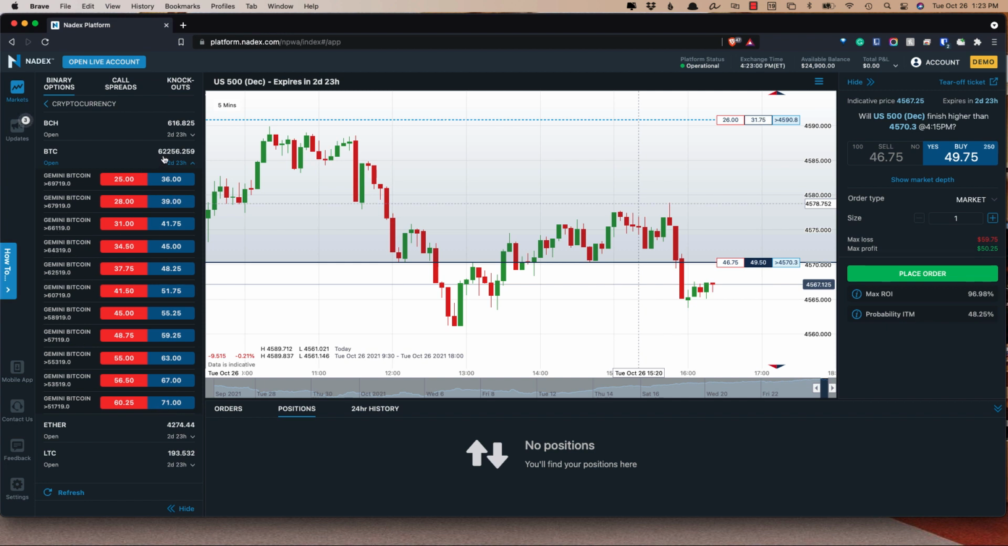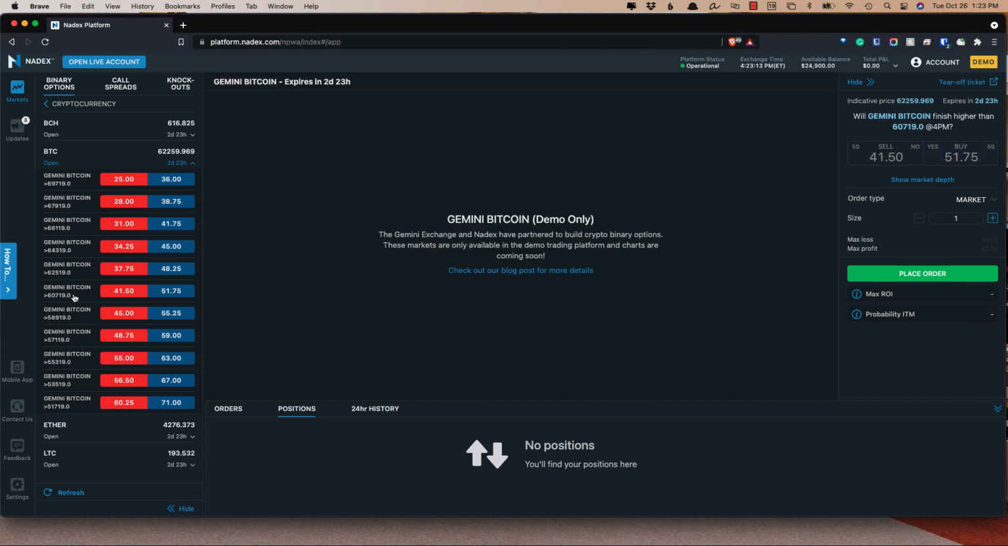So right now the price is 62,256. So we can find the options if we think it's going to go up from there or down from there. So let's say you think it's going to go down. We can open this option and say you think it will finish lower than that price on the specific expiration time we picked. You can see the probability that you'll make money and the maximum ROI. That could actually be a decent bet there.